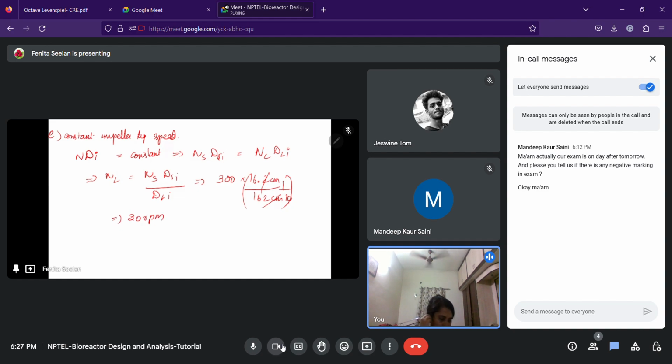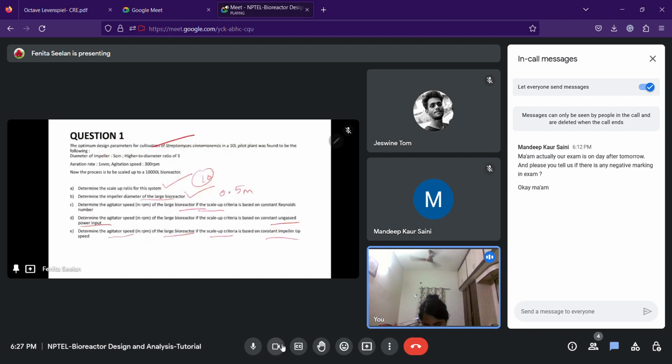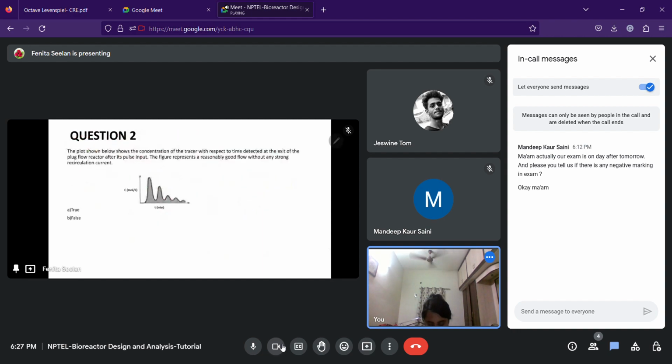So with these calculations, we complete the first question. We just found the scale-up criteria, scale-up ratio. Then we found the diameter of the larger bioreactor. Then we found the agitator speed of the larger bioreactor with the three different scale-up criteria. So the next question is the plot which is shown below.